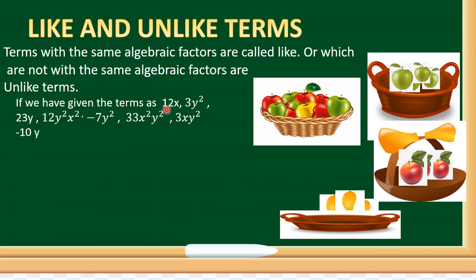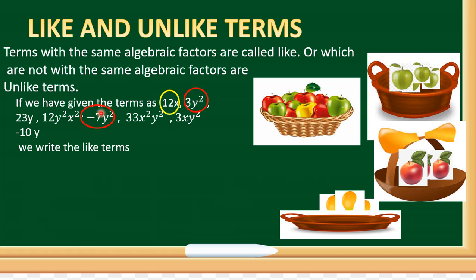Suppose we are given the terms 12x, 3y square, 23y, 12y square x square, minus 7y square, 33x square y square, 3xy square, minus 10y. We can separate them as follows. Take the first term, 12x. Now we have to search: is there any term having the variable x and no other variable with it? No. So here 12x is the only such term. Now take 3y square and search for any other term having y square.